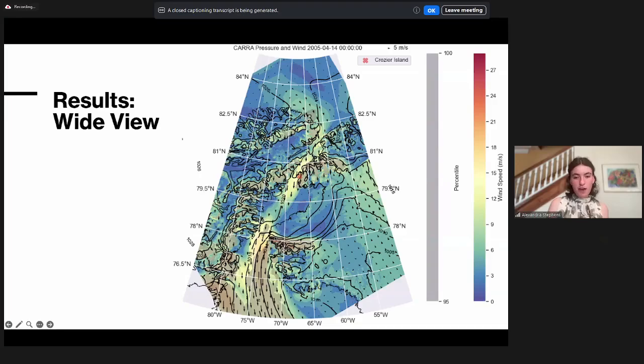You'll note that some of the fastest winds have a strong ageostrophic component again, as these wind vectors cross the pressure contours perpendicularly. And the pressure contours have 2 hectopascal spacing here. And then with the shading added to this plot, you can see the winds exceeding the 95th percentile at many places at this time point.